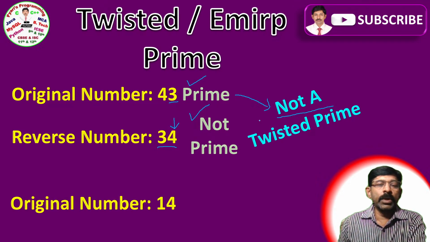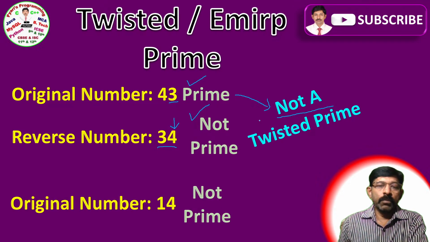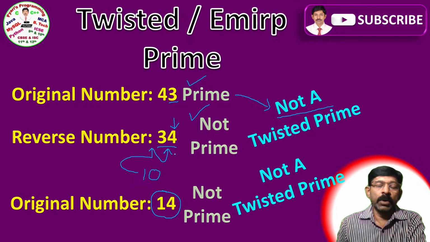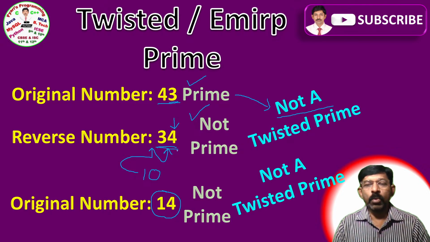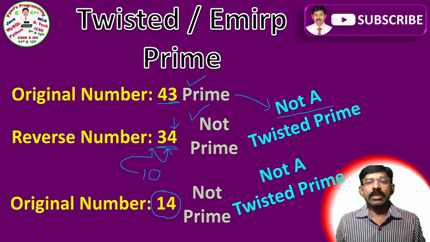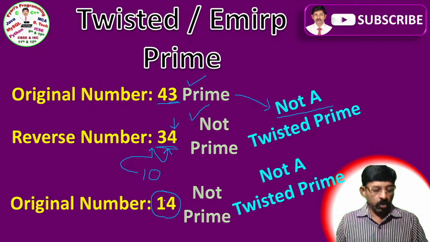Next example, original number is 14. It is not a prime number. For 10th class, directly they can say it is not a twisted prime because original number is not a prime number, because we have to write the smart coding. Because original number is not a prime number, I don't need to reverse it, and I don't need to check whether it is prime or not. But for 9th class, you have to check whether original number is prime or not and the reverse number is prime or not. So the program is the same, but the writing style must be different for 9th class and 10th class. So let's see whether we are able to do it in our program or not.